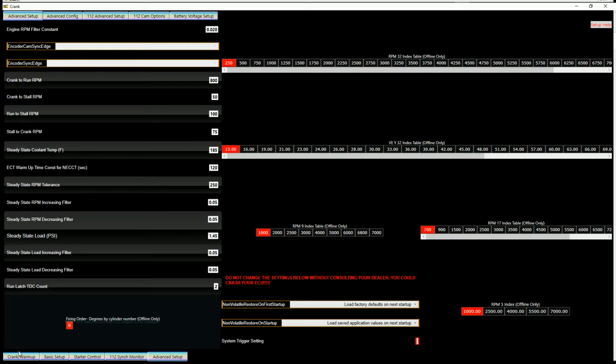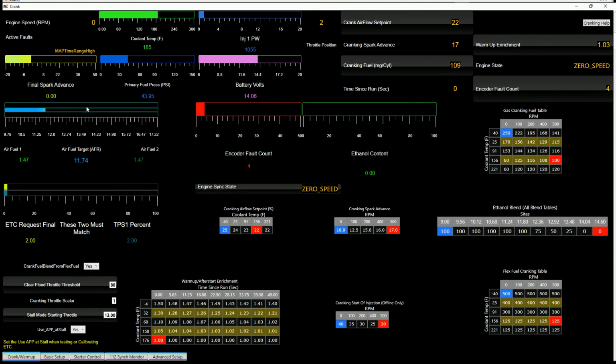So now let's go back into the crank warm-up tab. Okay, we've got these different parameters here that you can look at to help aid in starting the car. The most important ones to pay attention to are obviously things like fuel pressure and battery voltage. Make sure you have an adequate amount of those things there. But also the encoder fault count and the engine sync state.